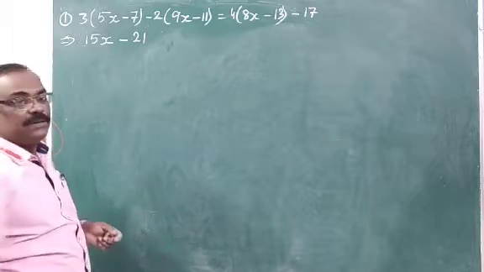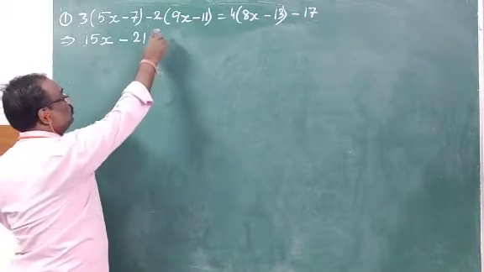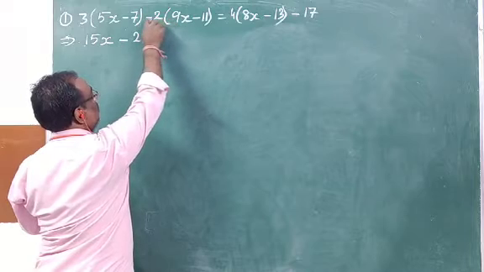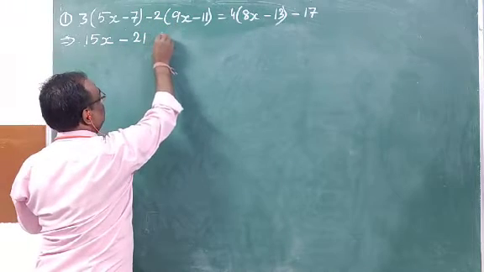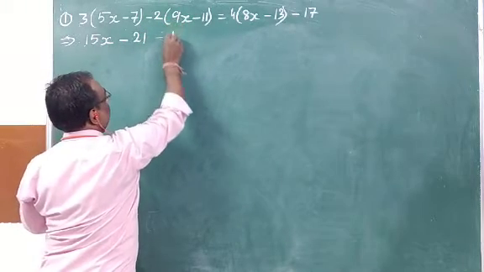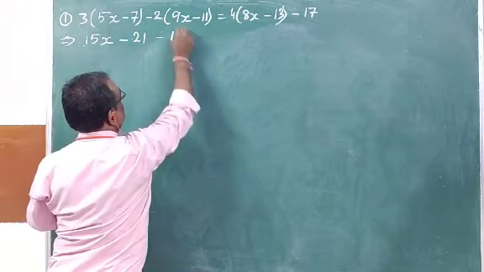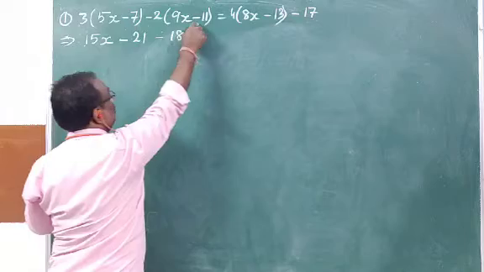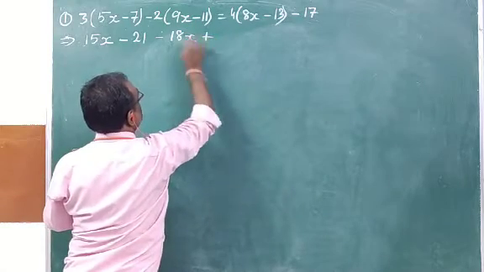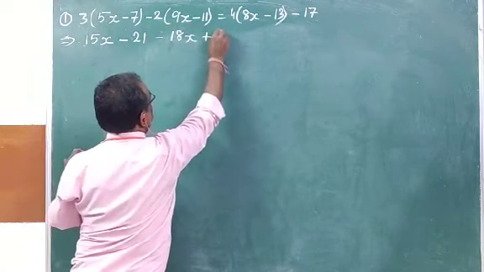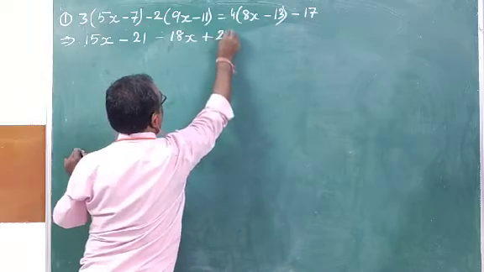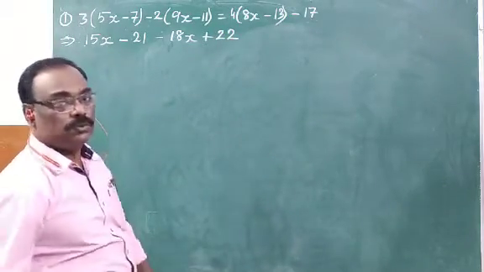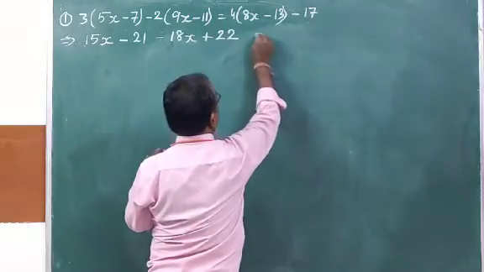Now the next one in the same way we can do. So here you can see minus 2 is there, and here it is plus. So minus into plus we will get minus. Then 2 into 9 we will get 18. And x is there, so write here x. Now here you can see minus into minus, so it will be plus. 2 into 11, that is 22. So we got 22. Now there is an equal to sign, so put here equal to sign.